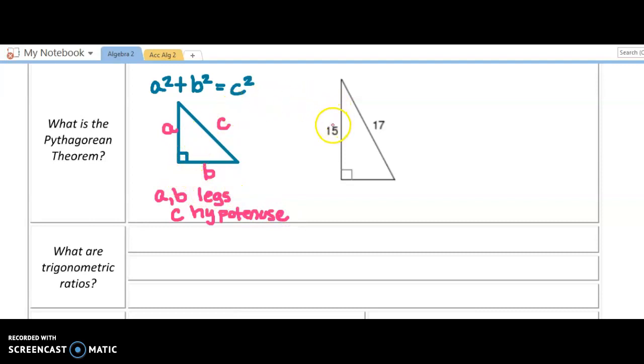So if we were looking here, what we see is we have a missing leg. We can call this a or b. I'll just call it b so it matches my other picture. So we're going to set up our equation. We'd have 15 squared, which is our a squared, plus b squared equals 17 squared. Okay, so we're going to get 225 plus b squared equals 289.